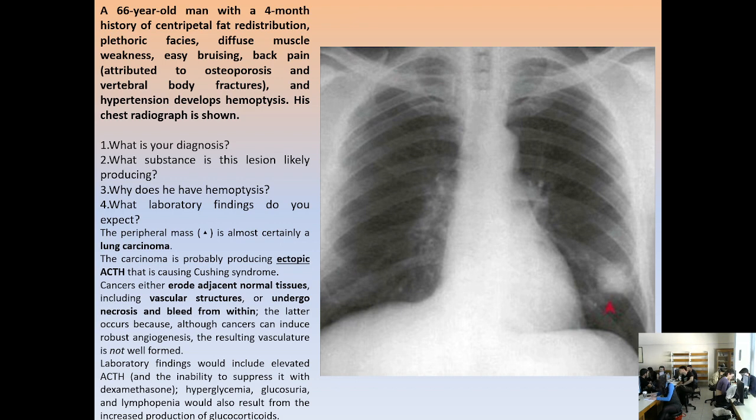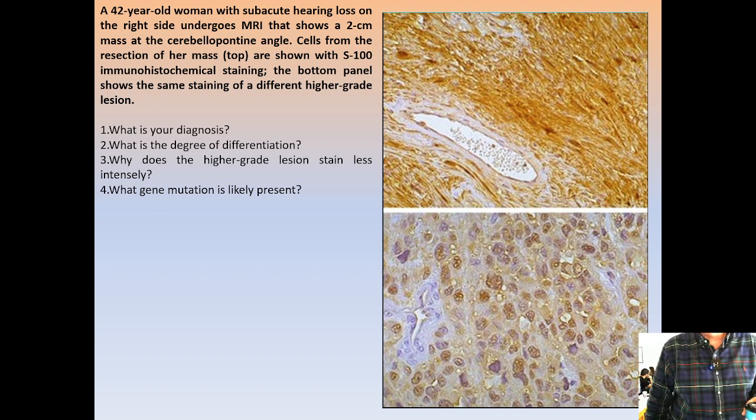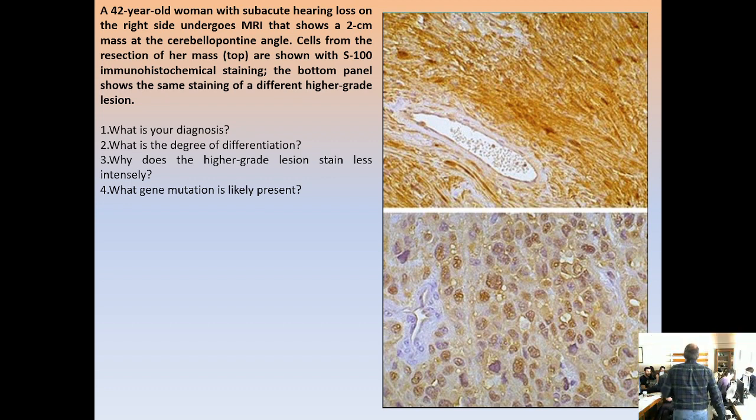So always think of it. It's not always the case, of course, but sometimes it is. Here we have a benign tumor of neural differentiation. This is why it expresses S100 protein, which is an immunohistochemical marker of neural differentiation. Have a look at these two images. In which image is the staining more intense? In the upper one.